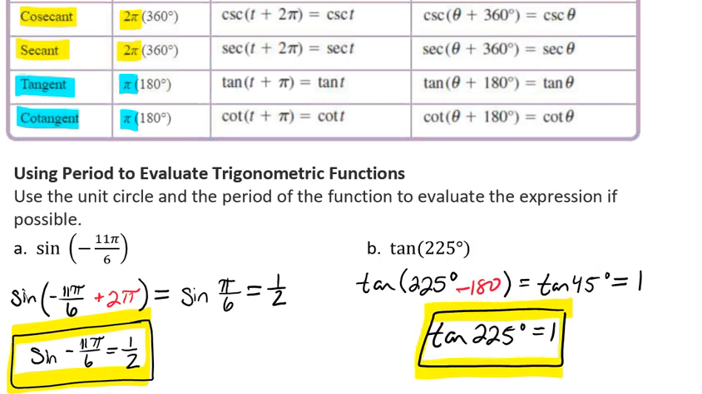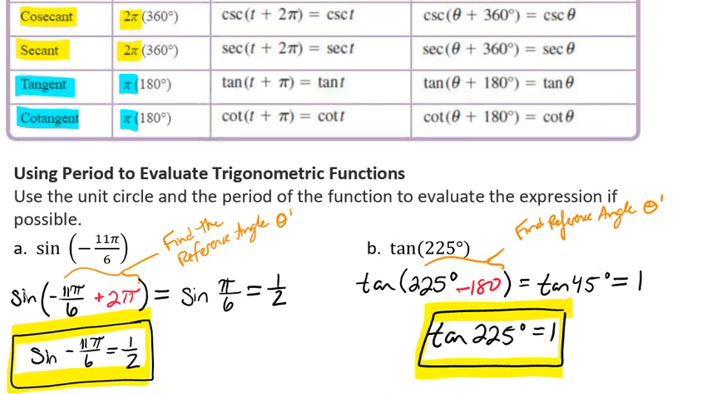So again, what we're doing right here is finding the reference angle, because then we're able to use our unit circle to evaluate it.